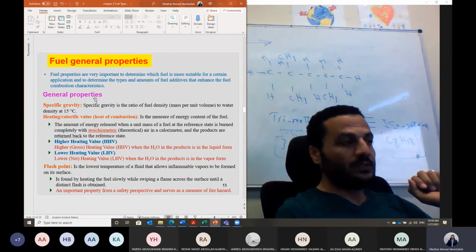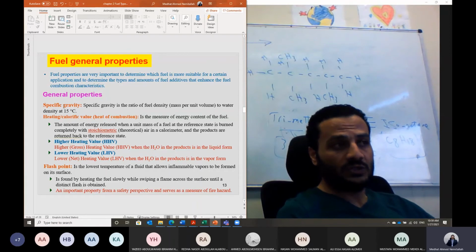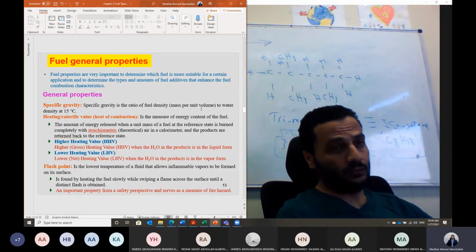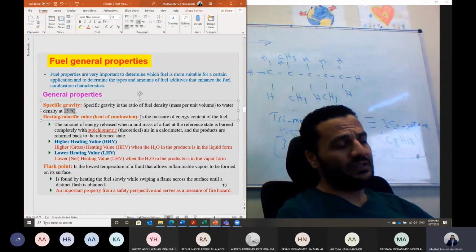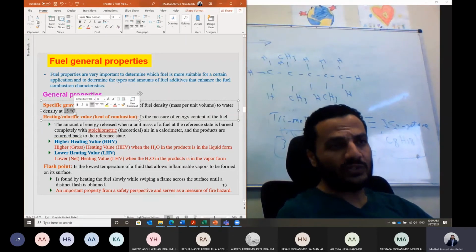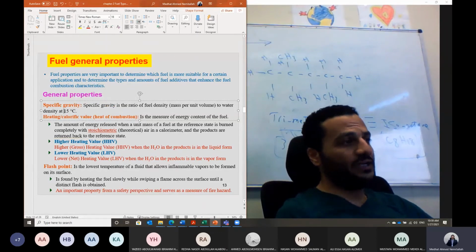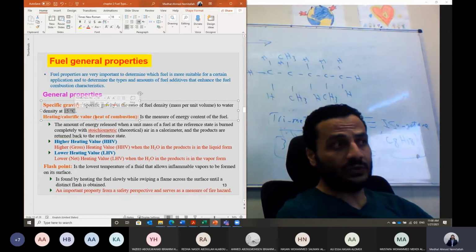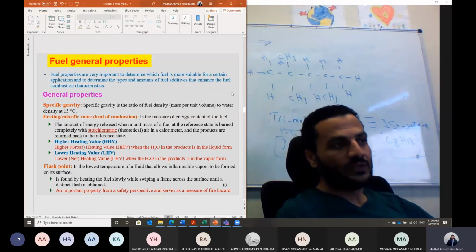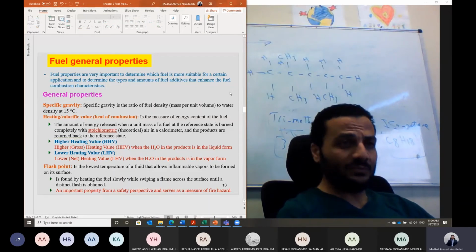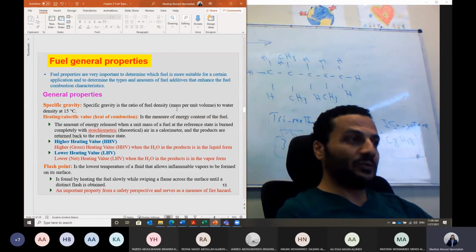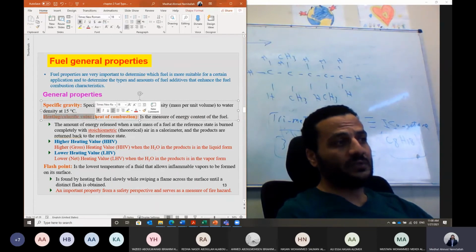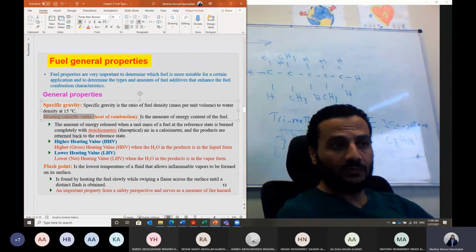So the general properties are the specific gravity, which is the ratio of the density of the fuel to the density of water. Usually the specific gravity is defined at a standard condition of 4 degrees C, because it will be different at other temperatures. But usually for fuel, the test standard considers this ratio of the density of the fuel to water at 15 degrees C. If you have a combustion table, you will find it a little different from other thermodynamic tables.